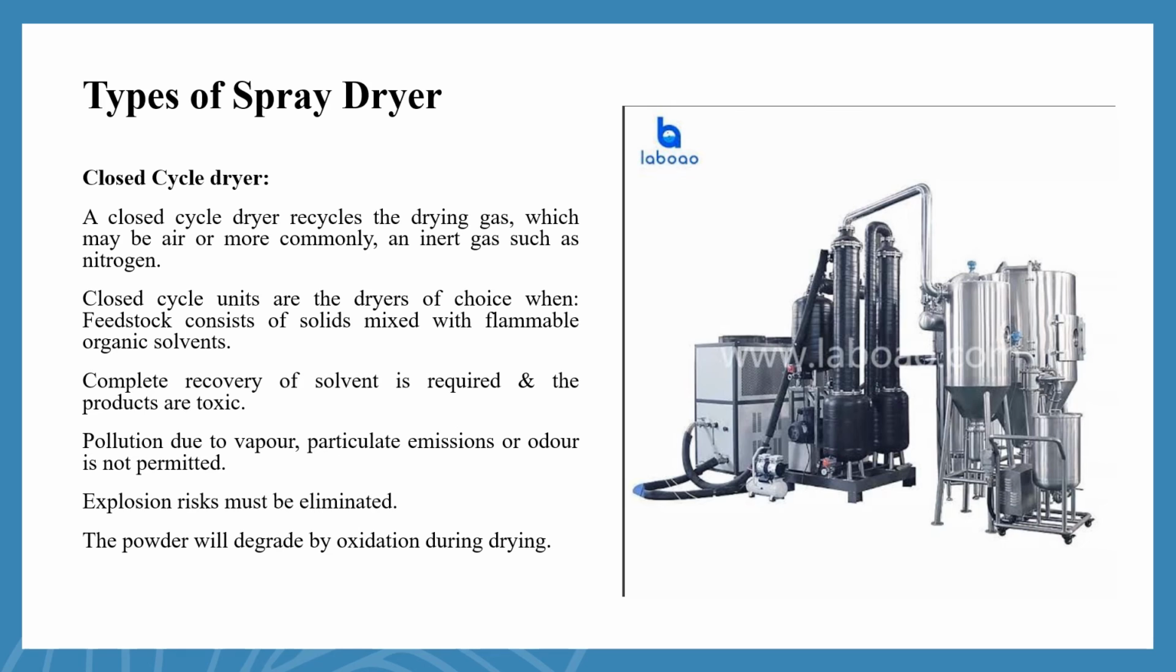Next is the closed cycle dryer. A closed cycle dryer recycles a drying gas, which may be air or more commonly an inert gas such as nitrogen. Closed cycle units are the dryers of choice when the feedstock consists of solids mixed with flammable organic solvents, when complete recovery of solvent is required, and when the products are toxic. Pollution due to vapor, particulate emission, or odor is not permitted. Explosion risk must be eliminated. The powder will degrade by oxidation during drying.